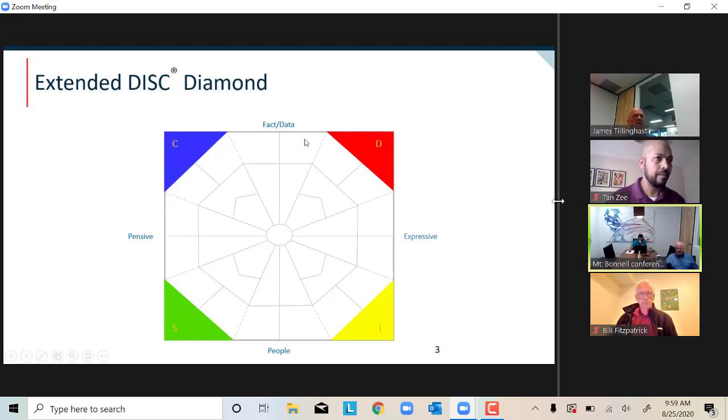Now, if you look at the intersections of what those 2 axes are, you get some very interesting, very clear characteristics of people and their communication styles.